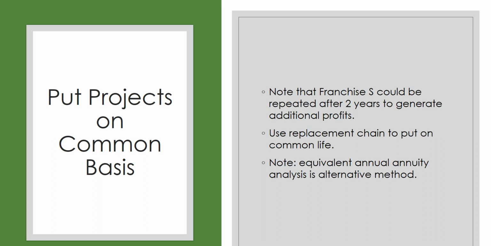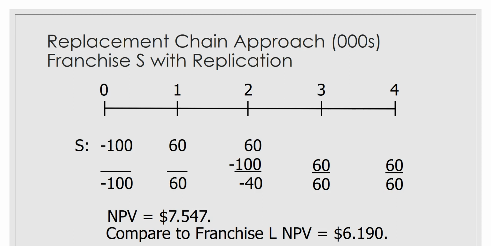Another way to do this is to put the projects on a common basis. So let's see, we could consider project short, but repeat it after 2 years. So that way we can put them on the same lifespan. Project long was for 4 years, project short was for 2 years, but if we do it twice, then that'll give us 4 years to make a comparison. Equivalent annual annuity is the alternative to this approach.